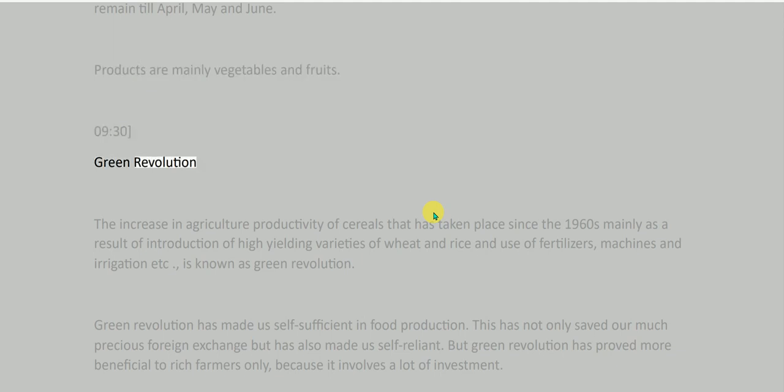Green Revolution. The increase in agriculture productivity of cereals that has taken place since the 1960s mainly as a result of introduction of high-yielding varieties of wheat and rice and use of fertilizers, machines and irrigation etc. is known as Green Revolution. Green Revolution has made us self-sufficient in food production. This has not only saved our much precious foreign exchange but has also made us self-reliant. But Green Revolution has proved more beneficial to rich farmers only because it involves a lot of investment.